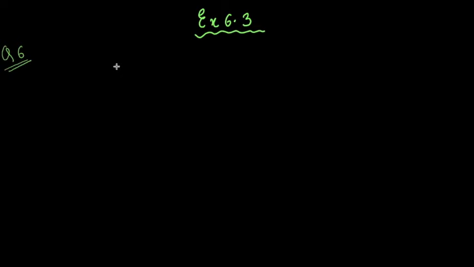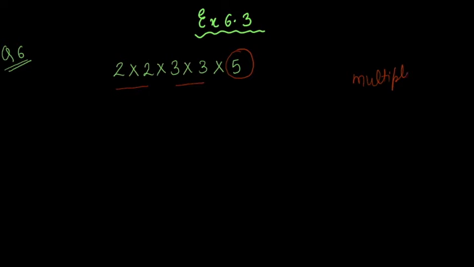In question number 6, suppose your numbers are 2 into 2, 3 into 3 and 5, right? So you see here we are getting a group of 2, a group of 3, and your 5 is your unpaired number. In question number 5, the question was with what number you will multiply it to make it a perfect square number. Rather, in question 6, it says with what number you will divide the given number to make it a perfect square number.